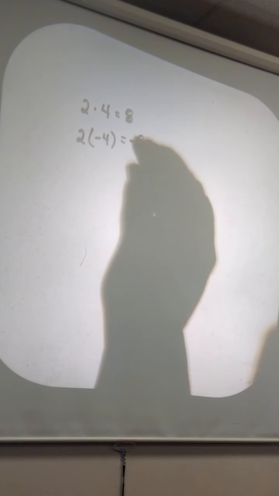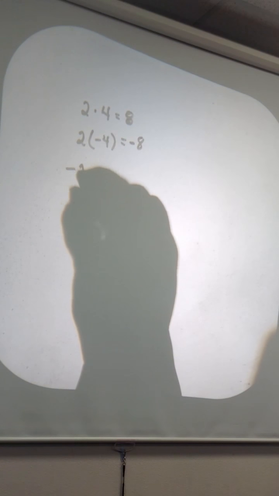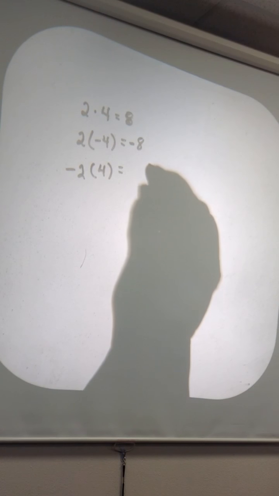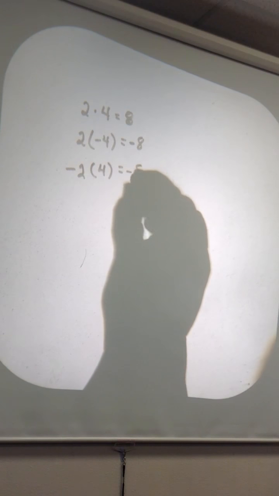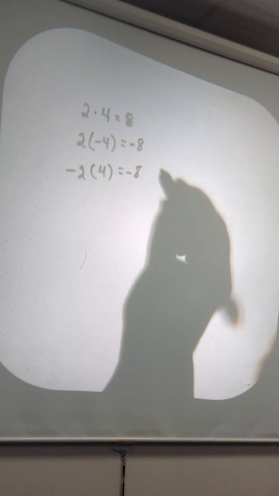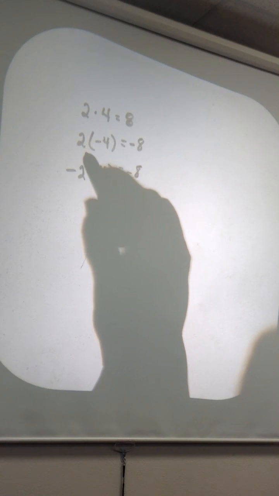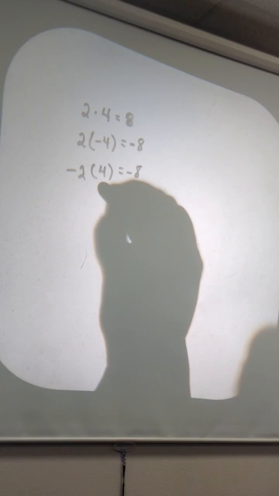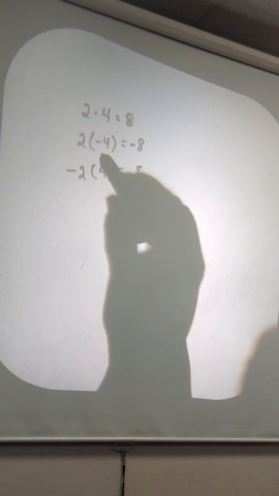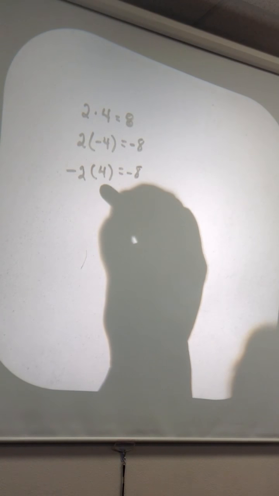What would be negative 2 times 4? It's still negative 8. Now, does that bother you? Yes. Why? Either way, it's still going to be negative. But these two numbers are different. We still have a unique product. 2 and negative 4 are different from negative 2 and positive 4. We still have a unique product.